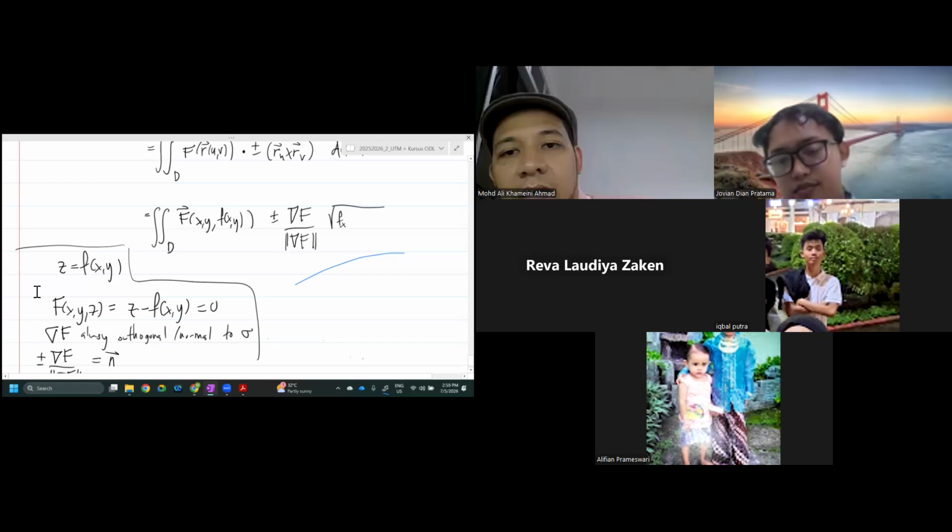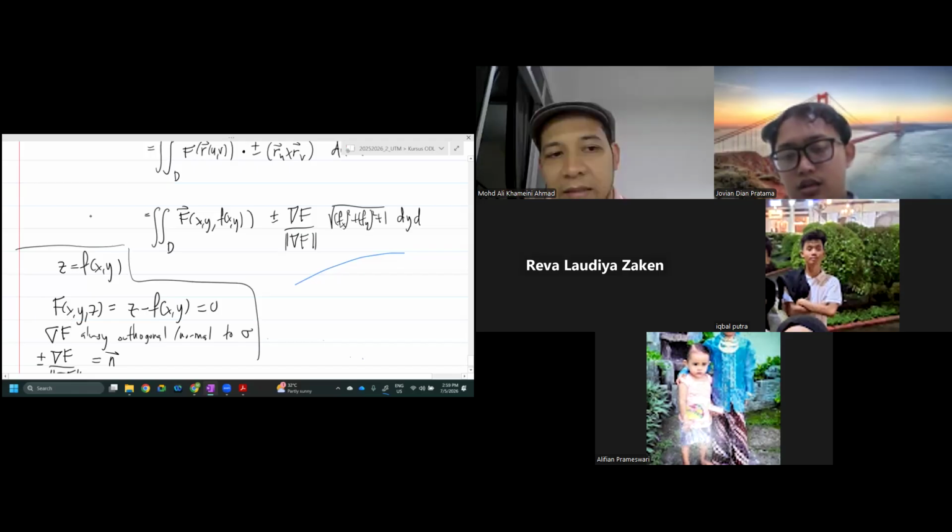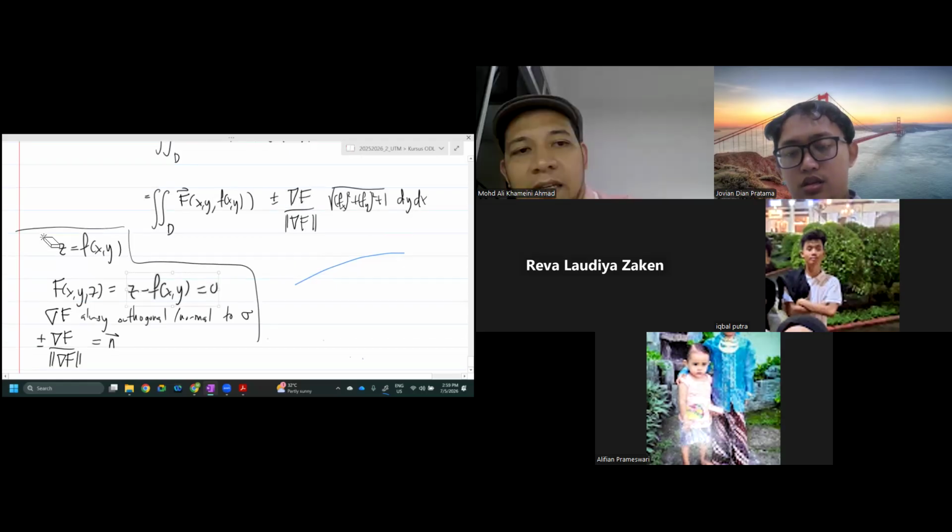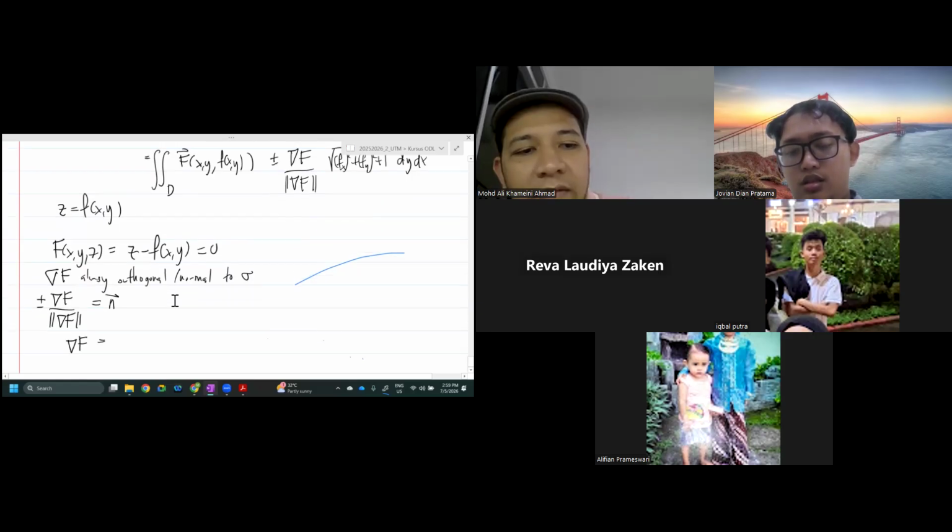What is the gradient here? Because we know this one, right? So what does it mean by gradient here? Let me write again here. The gradient of F, you will differentiate this function with respect to x, so F sub x i plus F sub y j plus F sub z k.